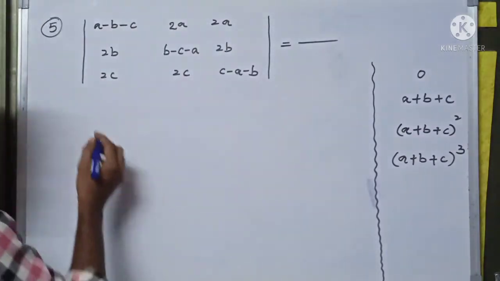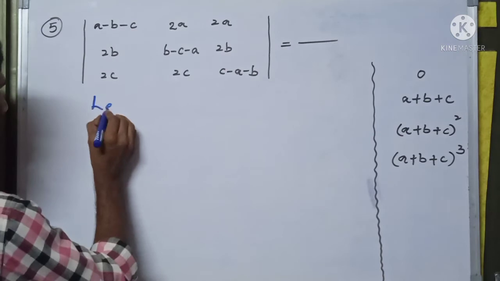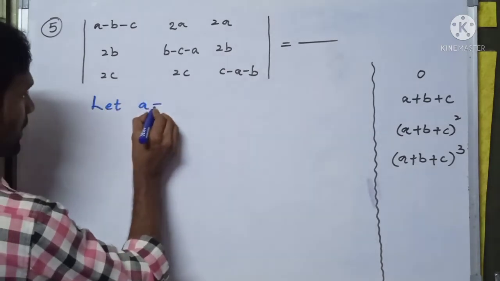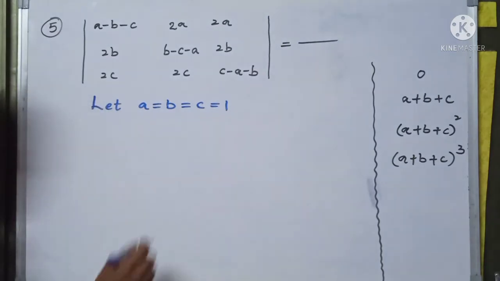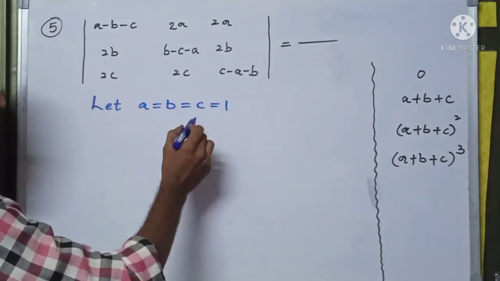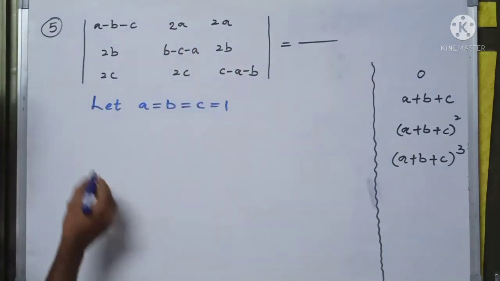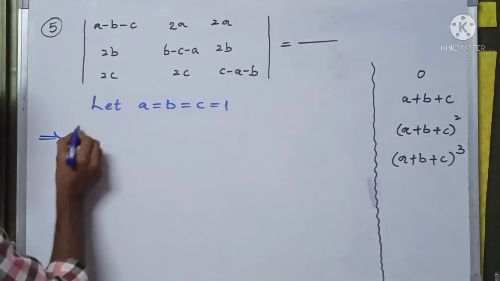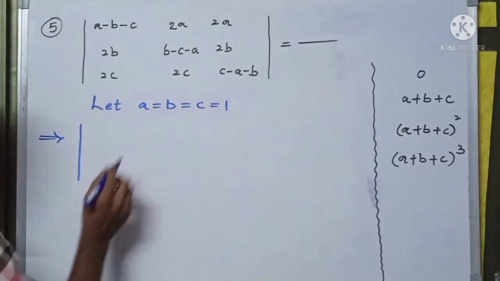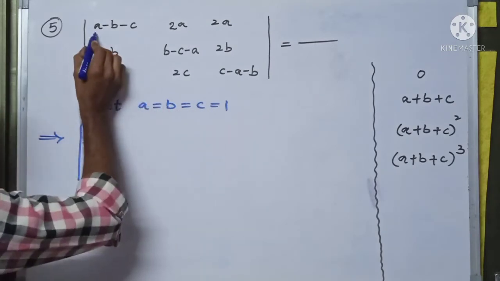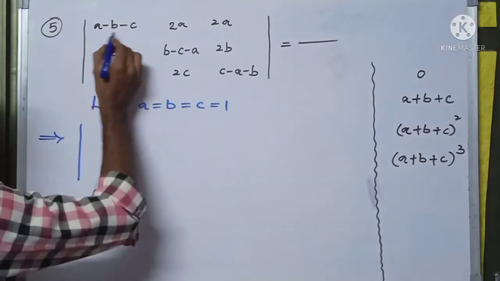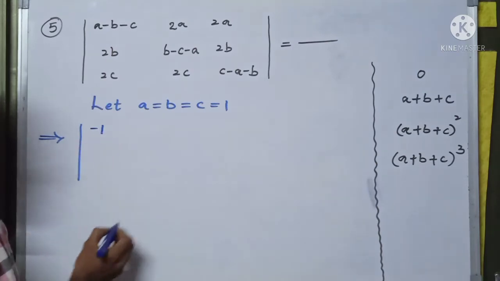Now take the values of A, B, C like this. Let A equals B equals C equals 1. Now substitute all these values in the above determinant. That implies, where A is 1, B is 1, C is 1, the first element is 1 minus 1 minus 1, 1 minus 2, it is minus 1.